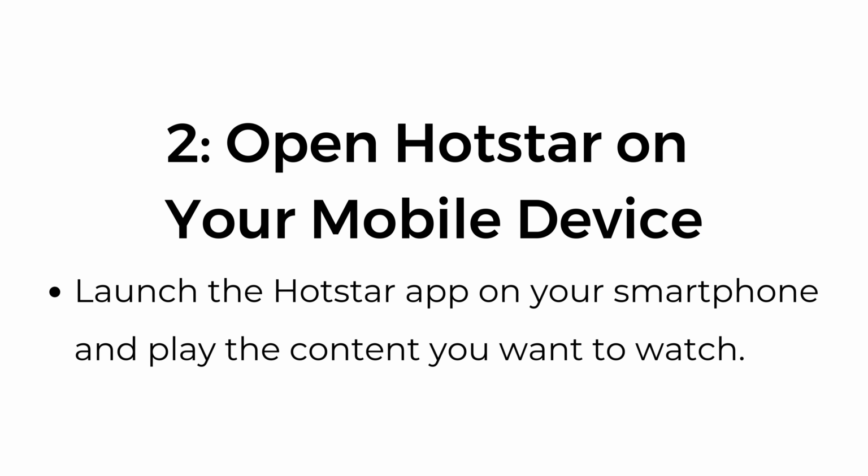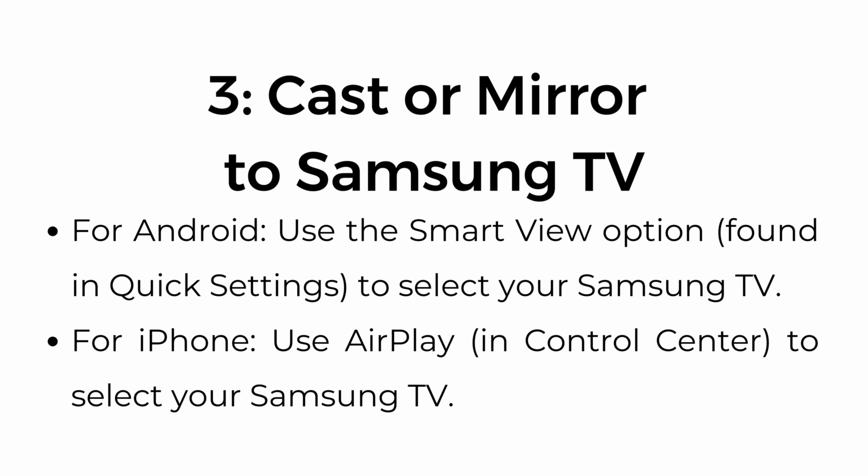Step number 2. Open Hotstar on your mobile device. Launch the Hotstar app on your smartphone and play the content you want to watch. Step number 3. Cast or mirror to Samsung TV. For Android, use the Smart View option found in Quick Settings to select your Samsung TV. For iPhone, use AirPlay in Control Center to select your Samsung TV.